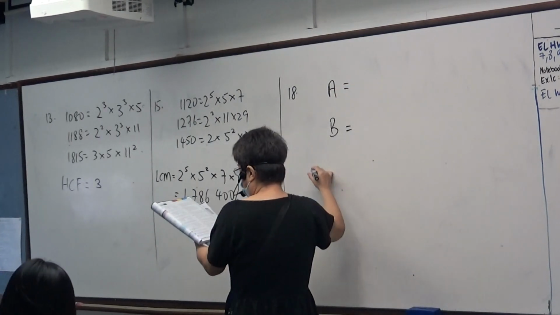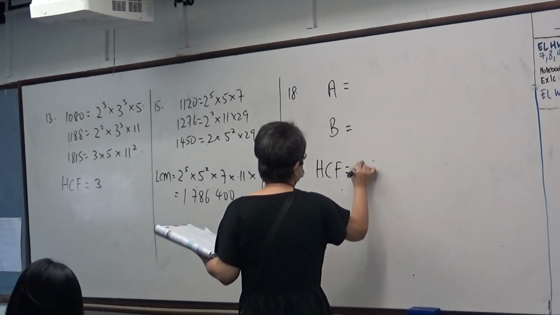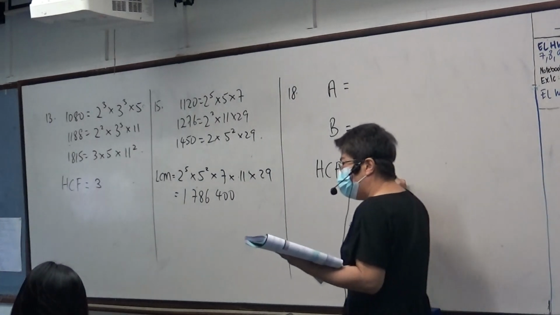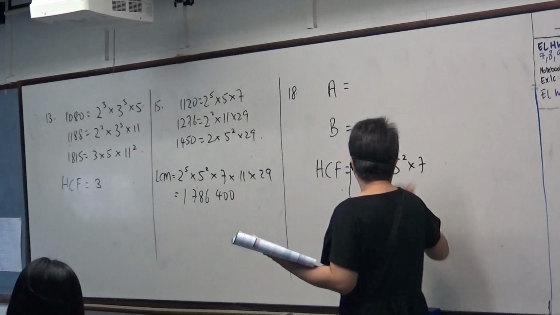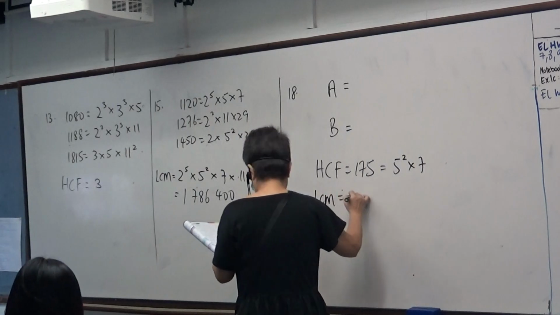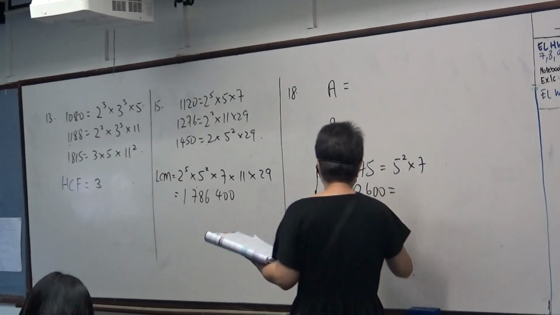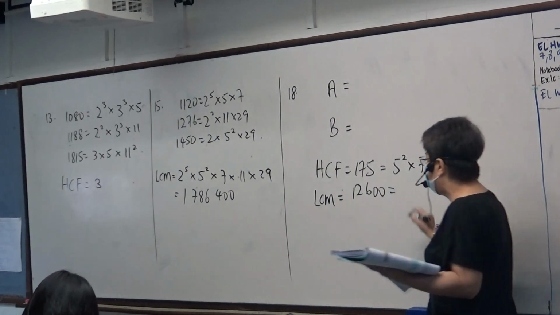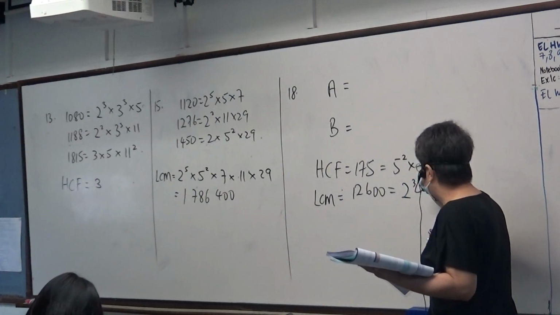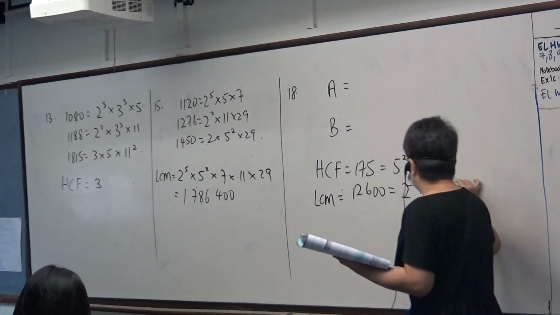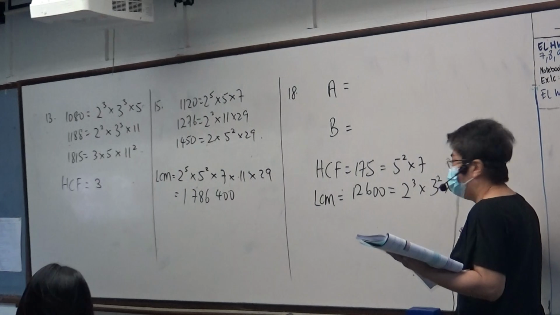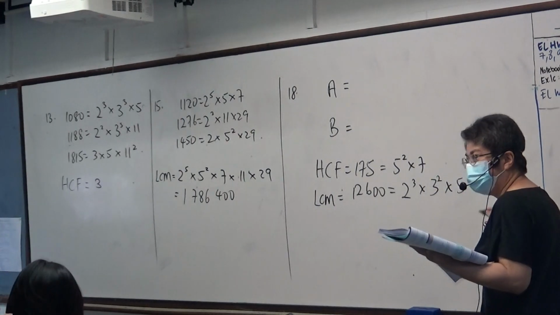Now, the HCF is what? 175. What is this in prime factors? 5 squared times 7. Is this correct? Okay. What is the LCM? 12600. What is this in prime factors? 2 power 3, 3 power 2, 5 power 2. No more. And just 7. Is that correct?